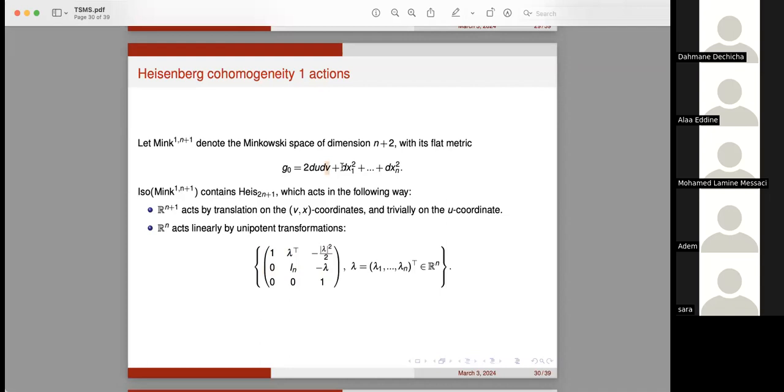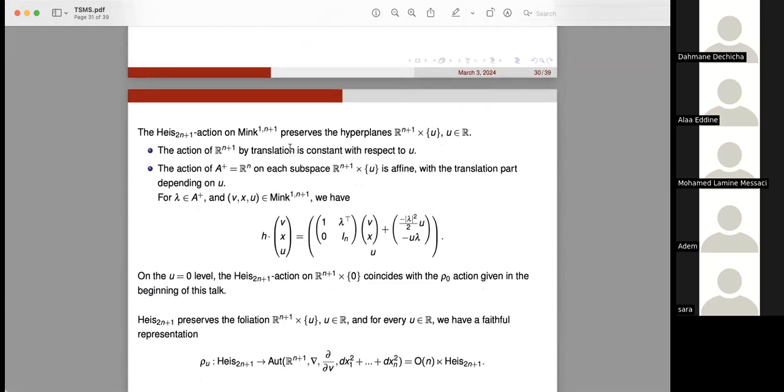It preserves, as I said before, the affine unimodular light-like geometry. In fact, this action of the Heisenberg group preserves the foliation of Minkowski space by these hyperplanes. The Heisenberg group acts trivially on the U coordinates, so it preserves these hyperplanes. And on each hyperplane, it acts by preserving this affine unimodular light-like structure.